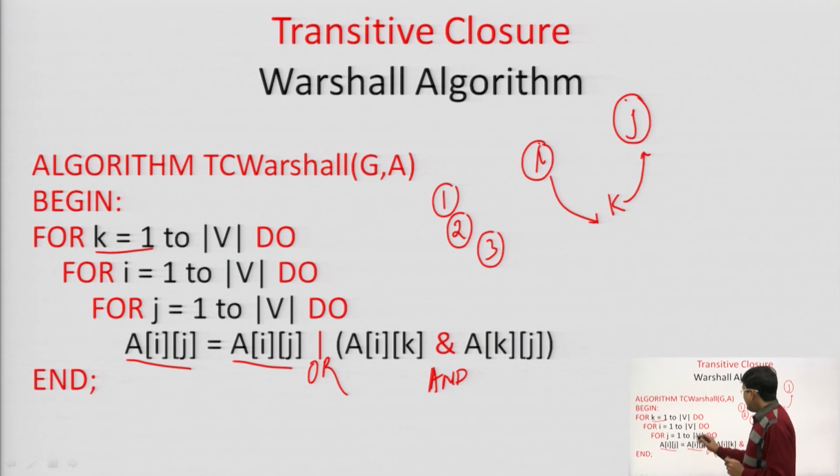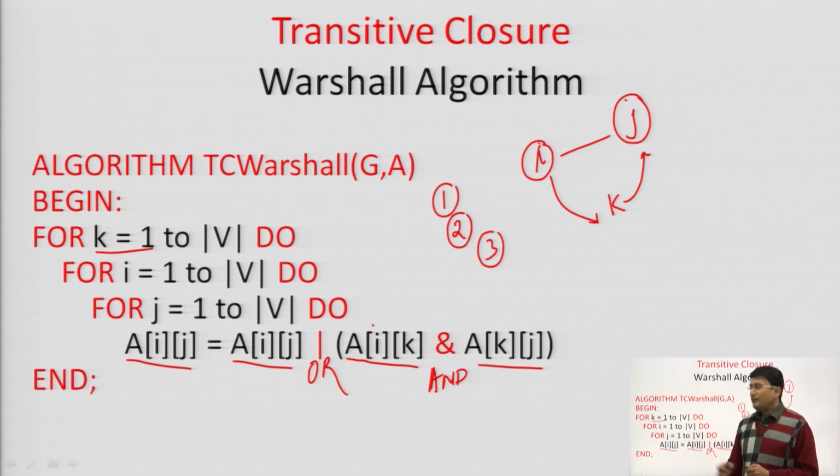Okay. So, either the direct path is possible, or you go from I to K and then you go from K to J. In case both the paths are possible, there is a path possible between I to J. So you go from I to K, then you go from K to J, and the path will be possible between I to J. So you will change the mediator vertex one by one, and then you can finally find out the transitive closure. So, this is the Warshall algorithm for finding out the transitive closure.